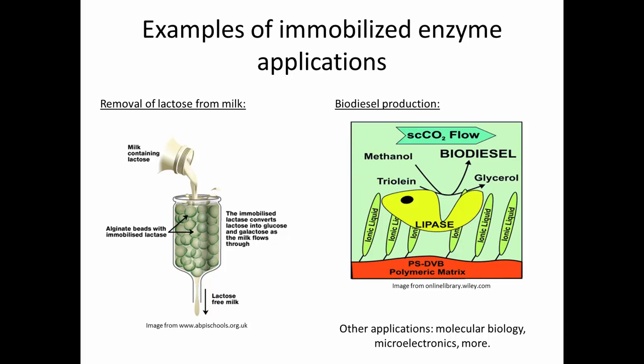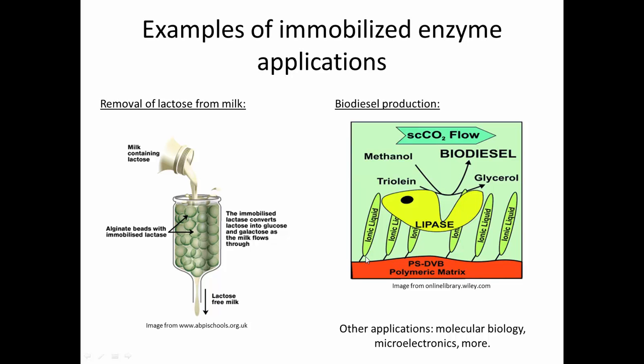So we have polymer beads with an immobilized enzyme called lactase. And we run the milk through a column filled with these beads. And the lactase cleaves the sugar, converting lactose to glucose and galactose as the milk flows through. And then you have lactose-free milk coming out the other end here.